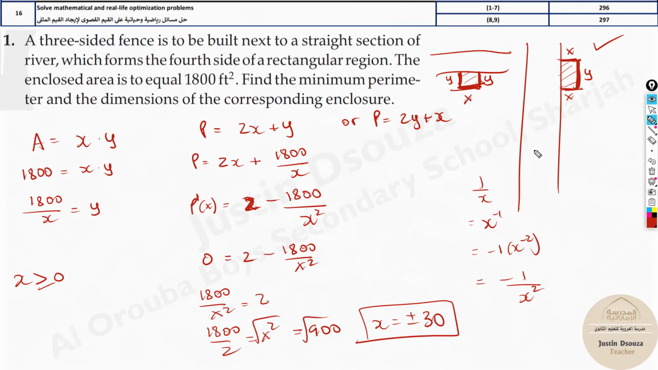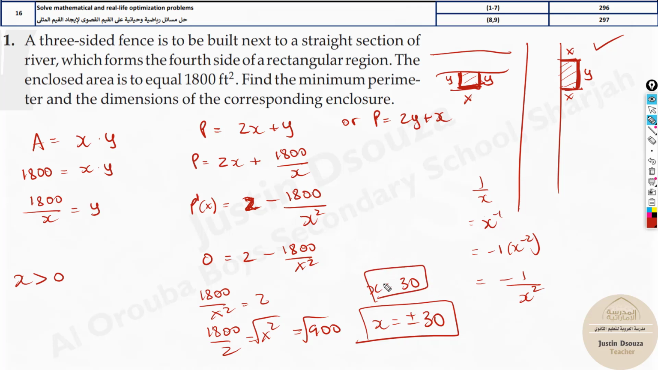I can't write less than or equal to y. It would be undefined here. That wouldn't make sense. So x must be greater than 0. This is a condition. Just by looking at this problem, you should understand. And since it's a width, you're considering x to be equal to positive 30.